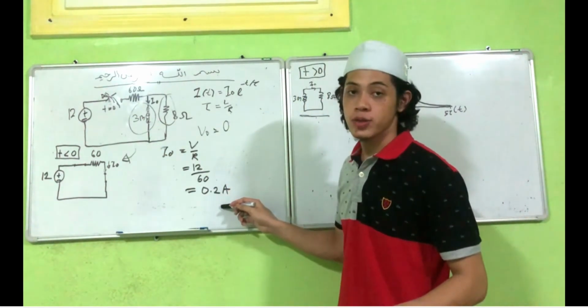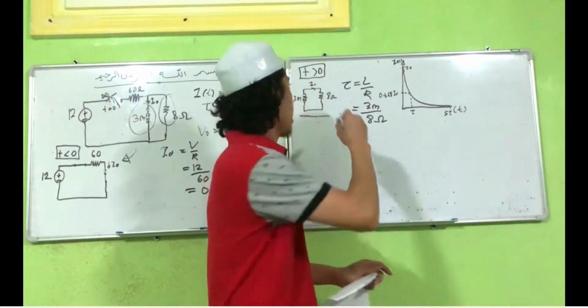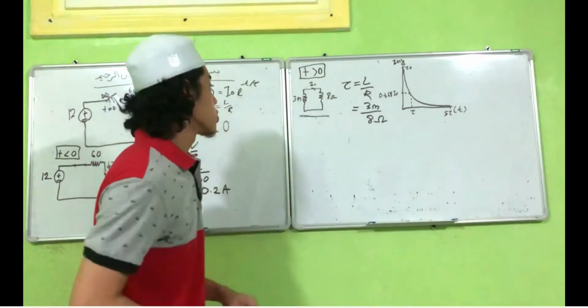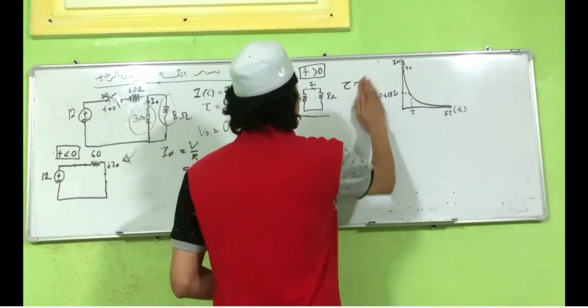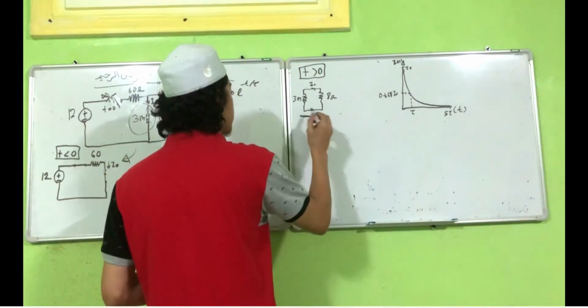So after the first step, we have found the I naught, t before 0, is equal to 0.2 ampere. So we go to the next step, t after 0. So for t after 0, the circuit will become like this.